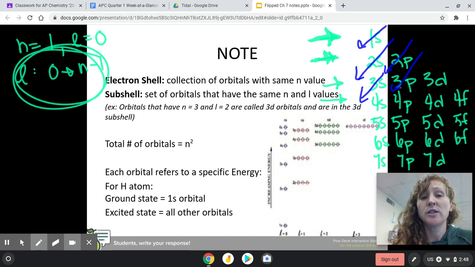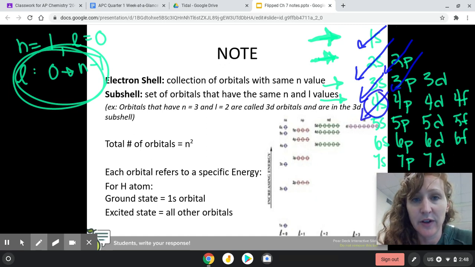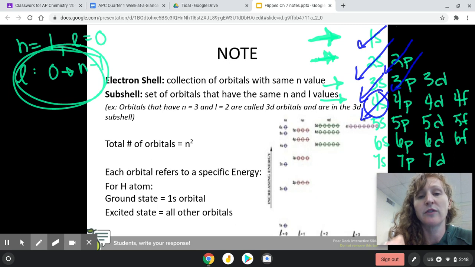But what people want to do next is say 3d will fill next. And that's not actually what happens. 4s is the next thing that fills. 4s actually fills before 3d.